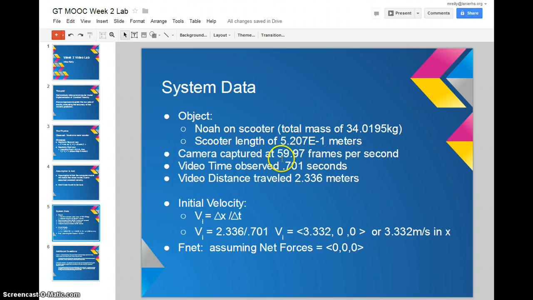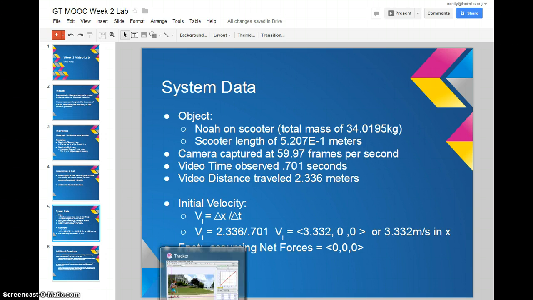One difference you'll note here is my camera captured at 59.97 frames per second. So this time breakdown of 2.336 meters in 0.701 seconds gave us our initial velocity of 3.332 meters per second.